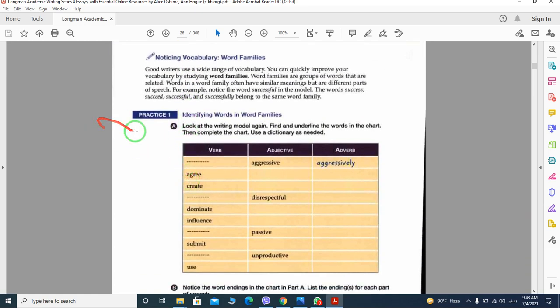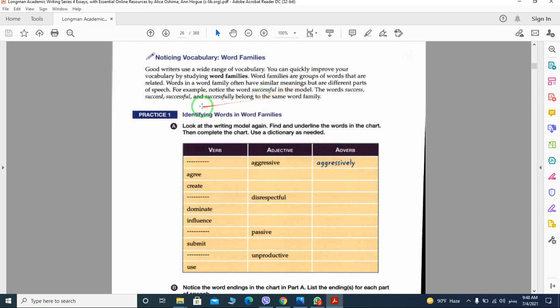This is very important for academic writing, that you know the word families of the words that you want to use, because you want to vary your structure. If you want to vary the structure of your writing, use different kinds of English sentences, then it becomes of utmost importance to know the verb, adjective, and adverb forms of words. You can quickly improve your vocabulary by studying word families. Word families are groups of words that are related. So just like we have families, words also have families. If you know the noun form of a word, you should know the verb form of that word, or the adjective form, or the adverb form.